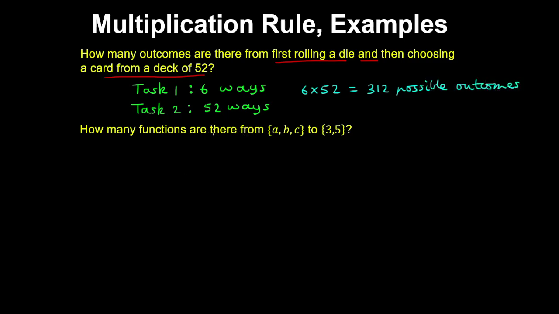How many functions are there from the set {A, B, C} to the set with the numbers 3 and 5? So remember that a function is a rule that takes an input and produces an output. So effectively it associates with each element in X an element f(x) in Y. So we can see this graphically for our problem here.